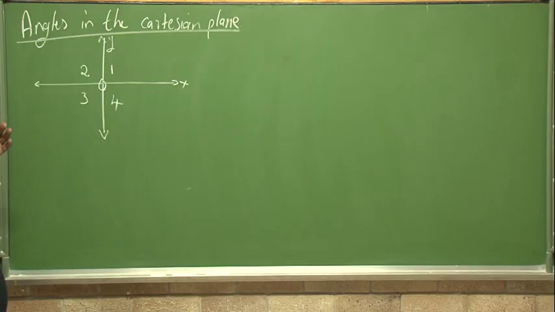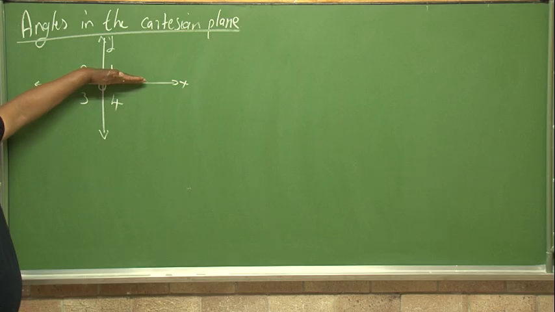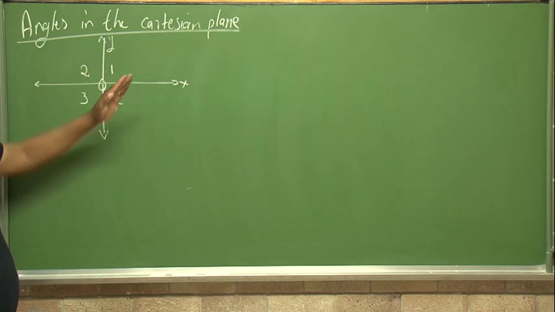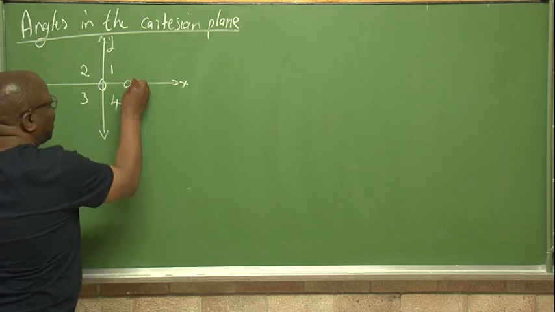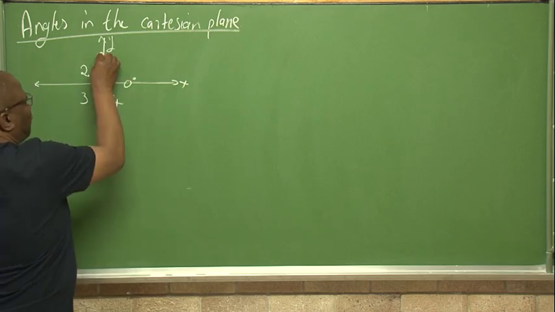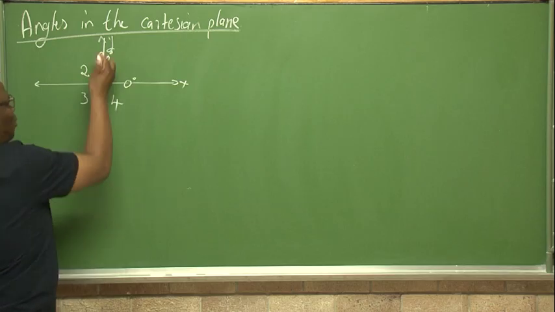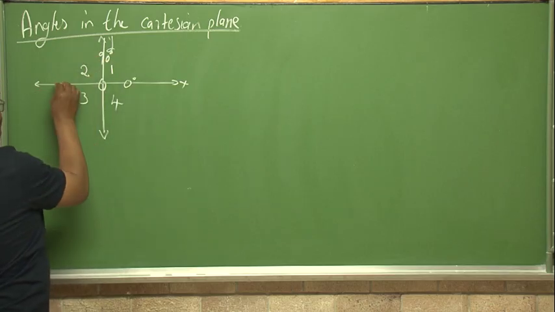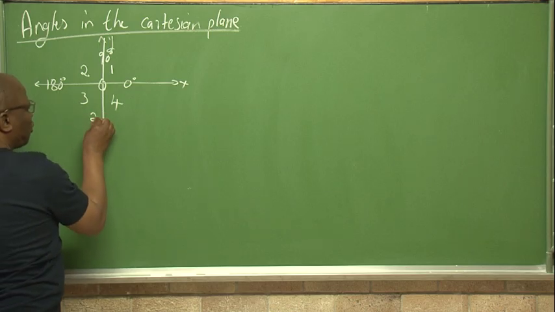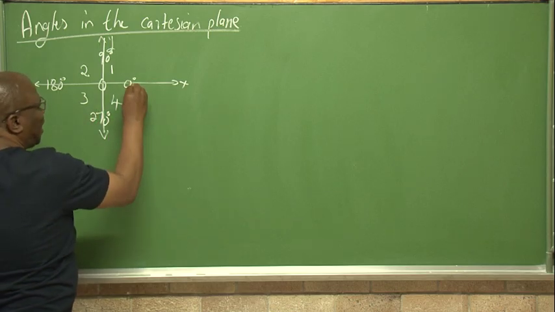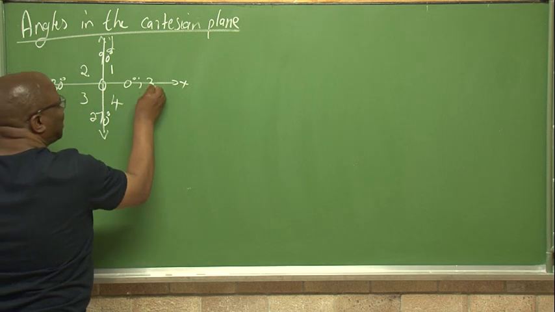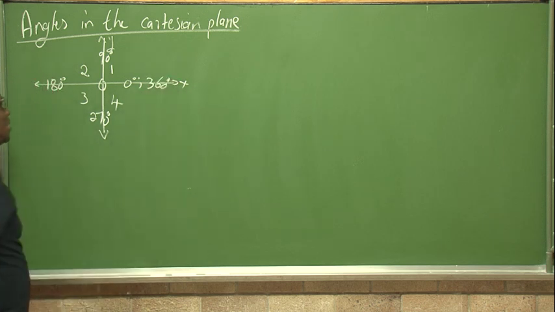Remember, in mathematics, when we measure angles, we start from the positive x-axis, and then we measure the angles anti-clockwise. So this angle here, we start here, it's 0. We've got 90 degrees there on this line. On this line here, we've got 180 degrees. On this line here, we've got 270 degrees. And then back a revolution, 360 degrees.